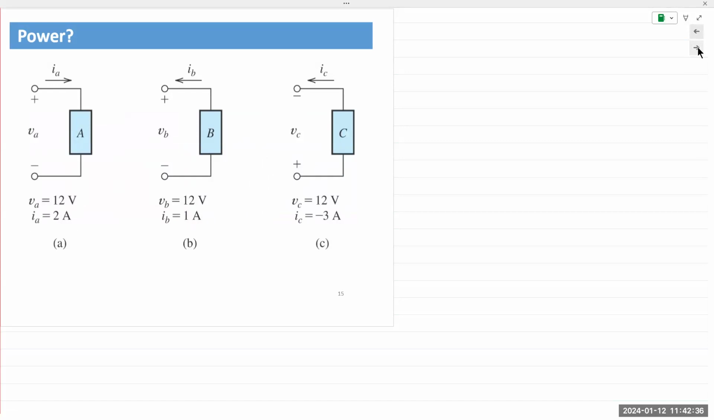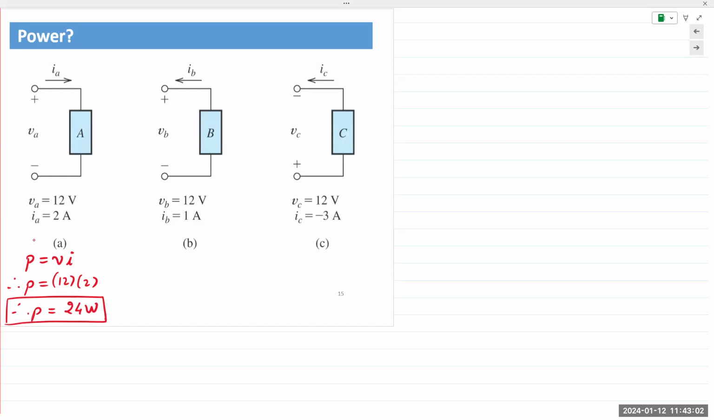So for A, current is entering the positive terminal. So power is positive. I use the equation P equals VI. I plug in the values. Therefore, P equals 12 times 2. Final value for P is 24 watts.